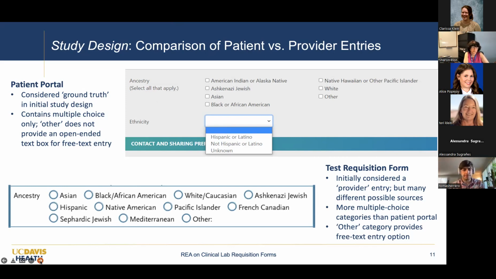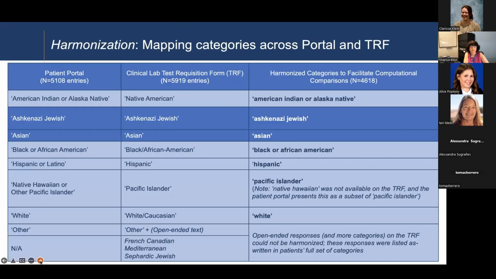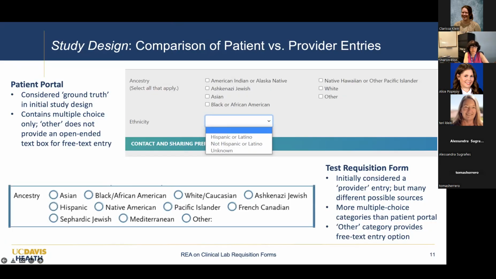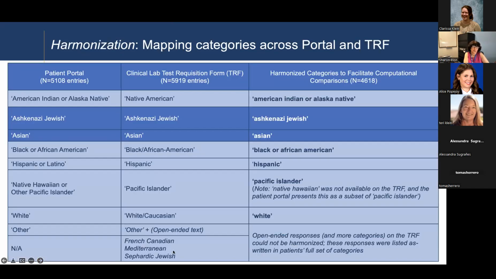Okay. The bottom line with this slide is that it was challenging to map across the different data structures because one has this open-ended category and the other one does not. And the categories that are multiple choice do not necessarily match. There are a lot of categories on the TRF that you don't give the patient. So you see more categories here, and we'll look at that in the next slide as well. Those categories come from the history of doing recessive testing. There are certain genetic conditions that are in the French Canadian population and things like that.